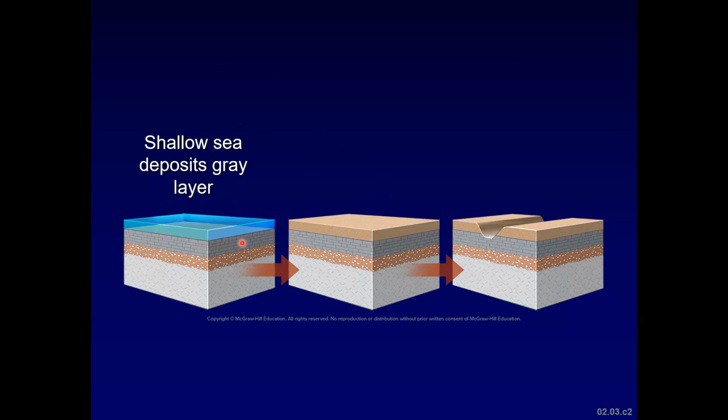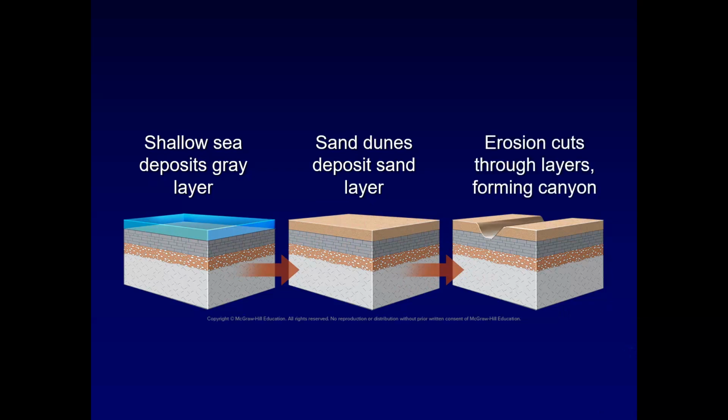You see the blue water at the top. The second stage, we have sand deposits that came along the beach, and we see those on top. The water sort of receded. The third stage has erosion. It carved through that sand deposit and down into this limestone deposit as well.